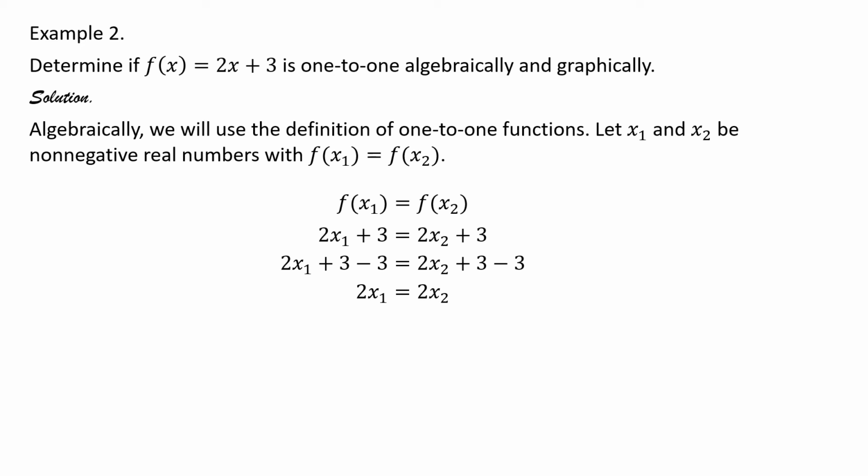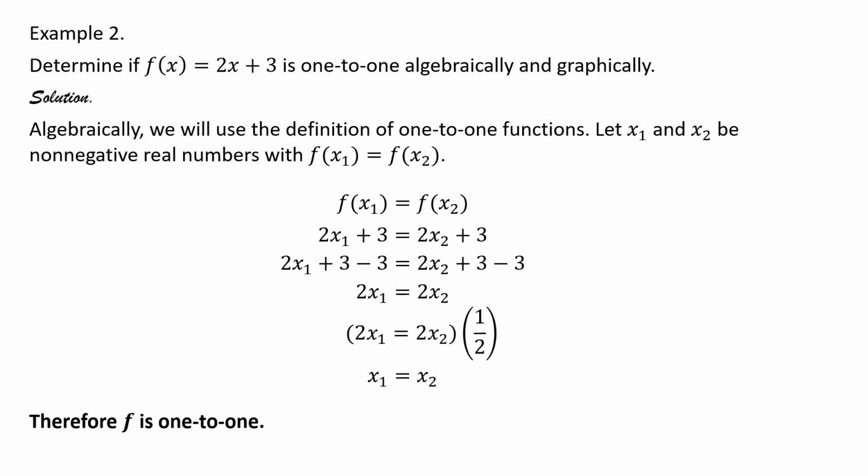Since we have here the coefficient positive 2, paano tani siya ma-remove? Okay, so we are going to multiply both sides of the equation by 1/2, or pwede man we will divide both sides of the equation by 2. So 2x sub 1 times 1/2, that is x sub 1, and then 2x sub 2 times 1/2, that is x sub 2. So since we proved that x sub 1 is equal to x sub 2, therefore f is 1-to-1 function.